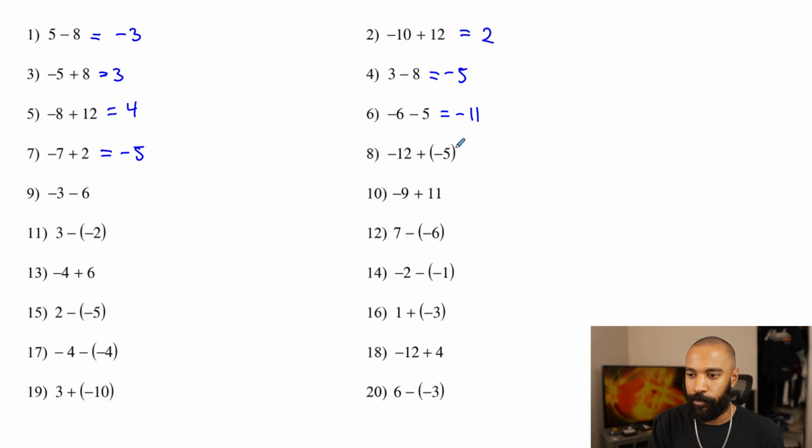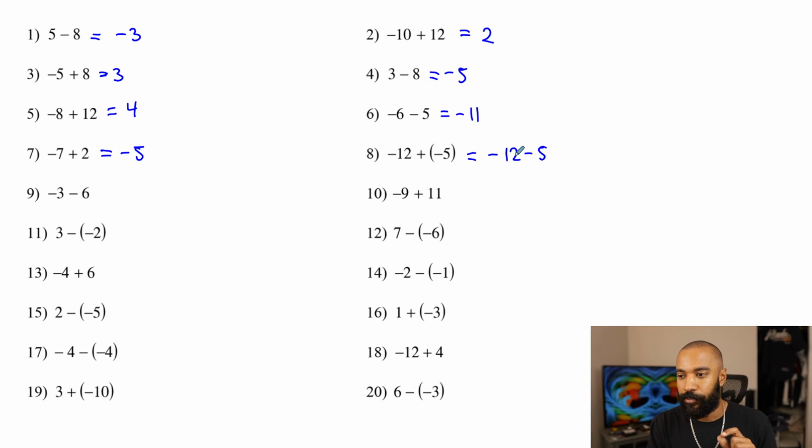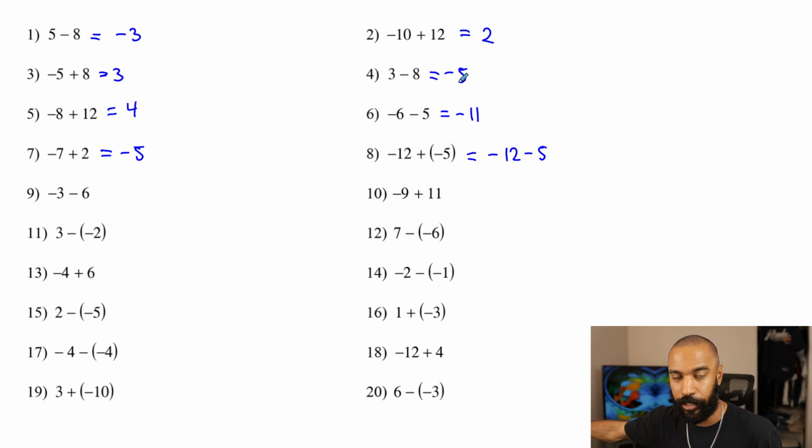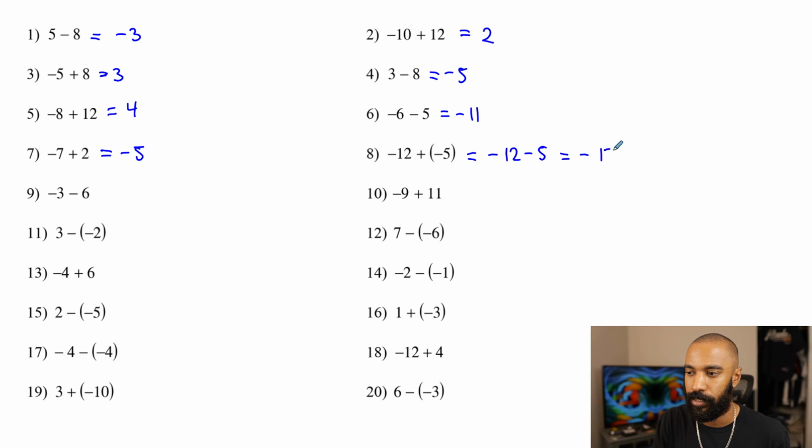Number 8, -12 plus -5 is -12 minus 5. I said I'd rewrite these. And -12 minus 5, left then left, further left. Bigger negative number, like addition. 12 plus 5 is 17, but negative. This is -17. Is this okay? Let's keep going.